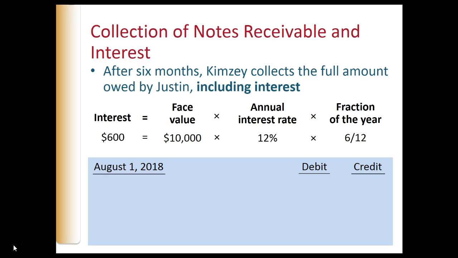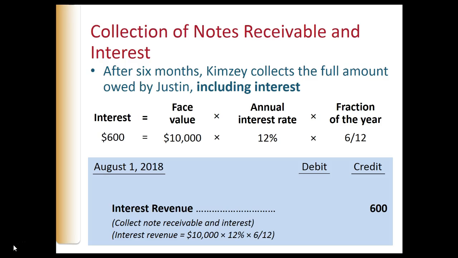We calculate interest as the face value of the note multiplied by the stated annual interest rate multiplied by the appropriate fraction of the year that the note is outstanding. Interest rates are normally given based on an annual period, so if the interest period involves less than 1 year, we have to multiply by the fraction of the year to get the correct amount of interest.